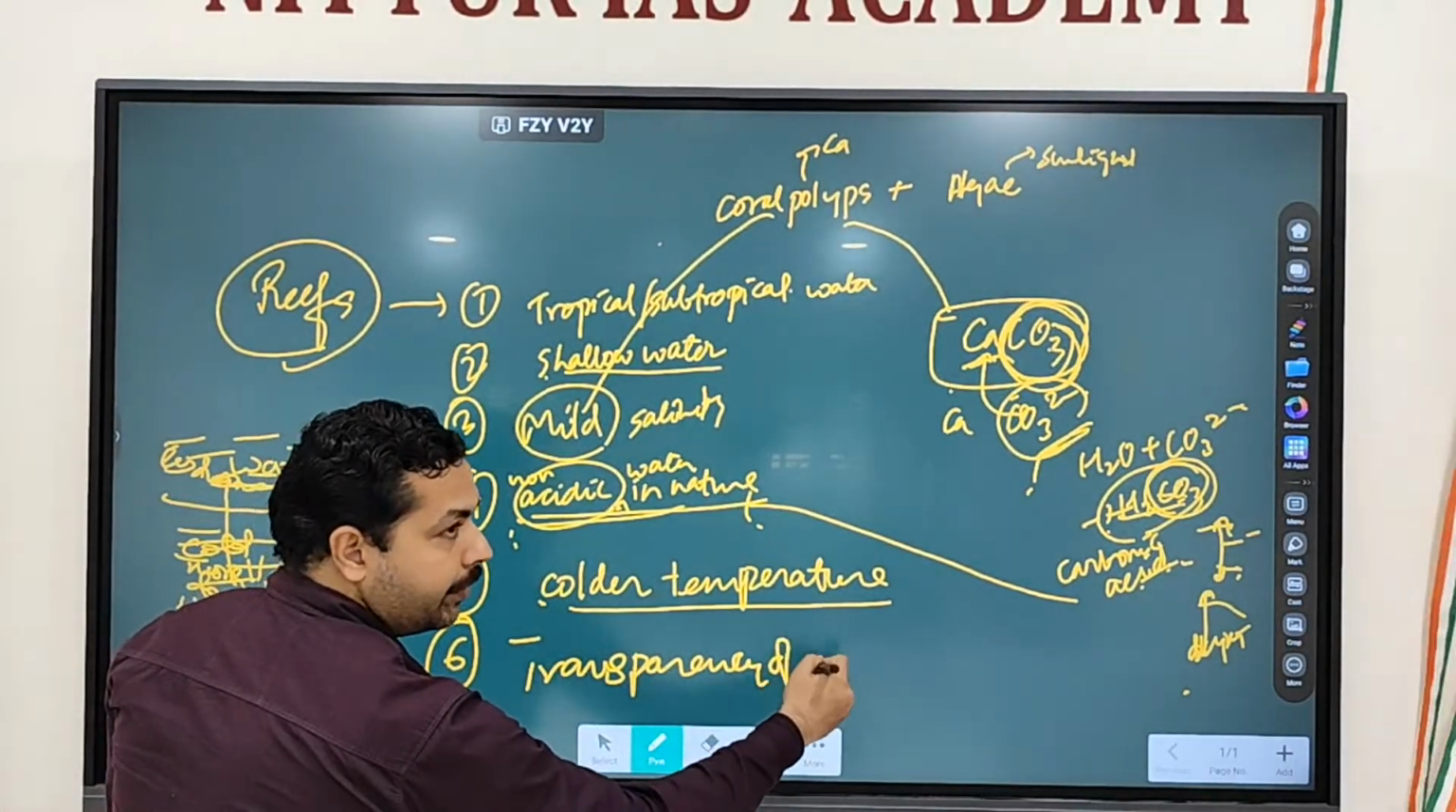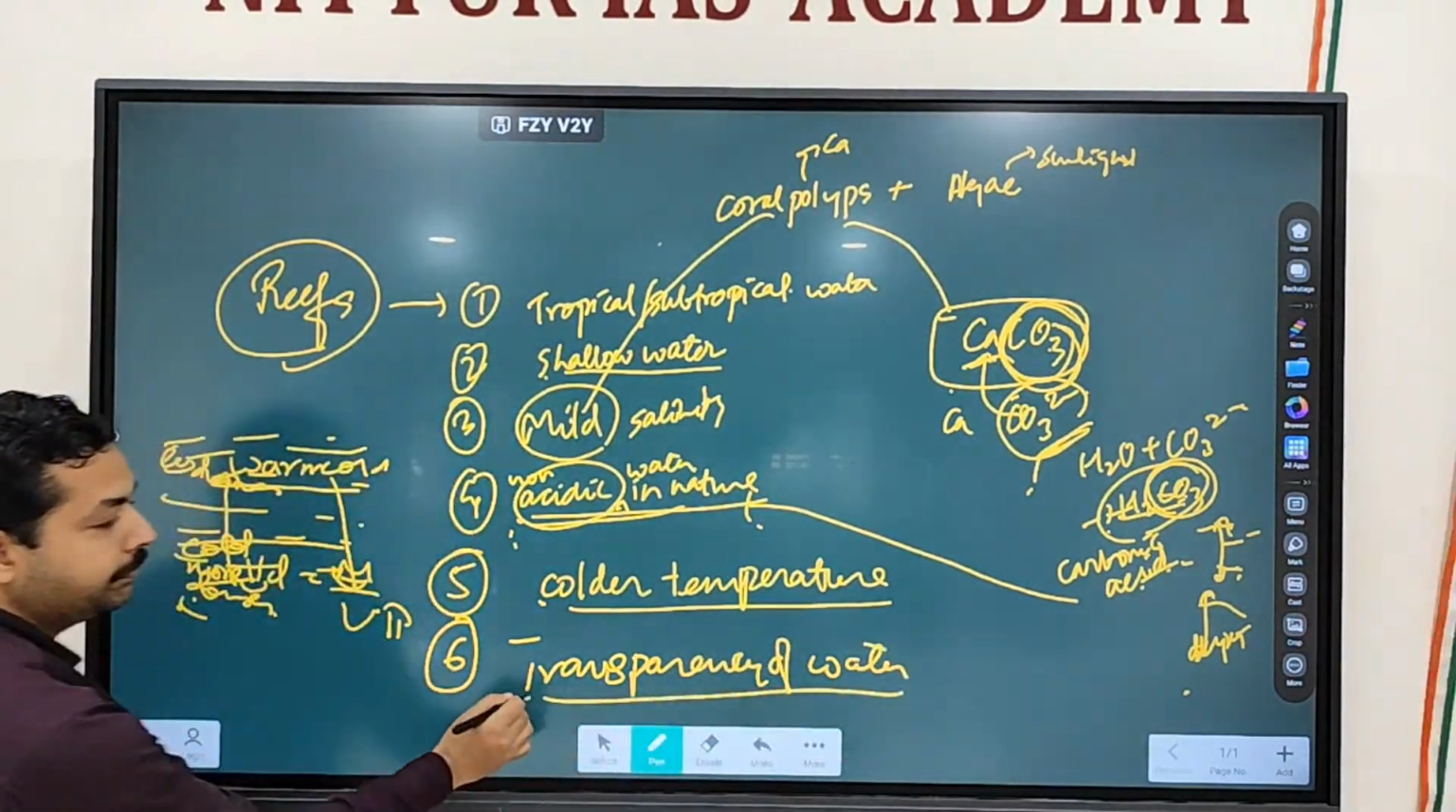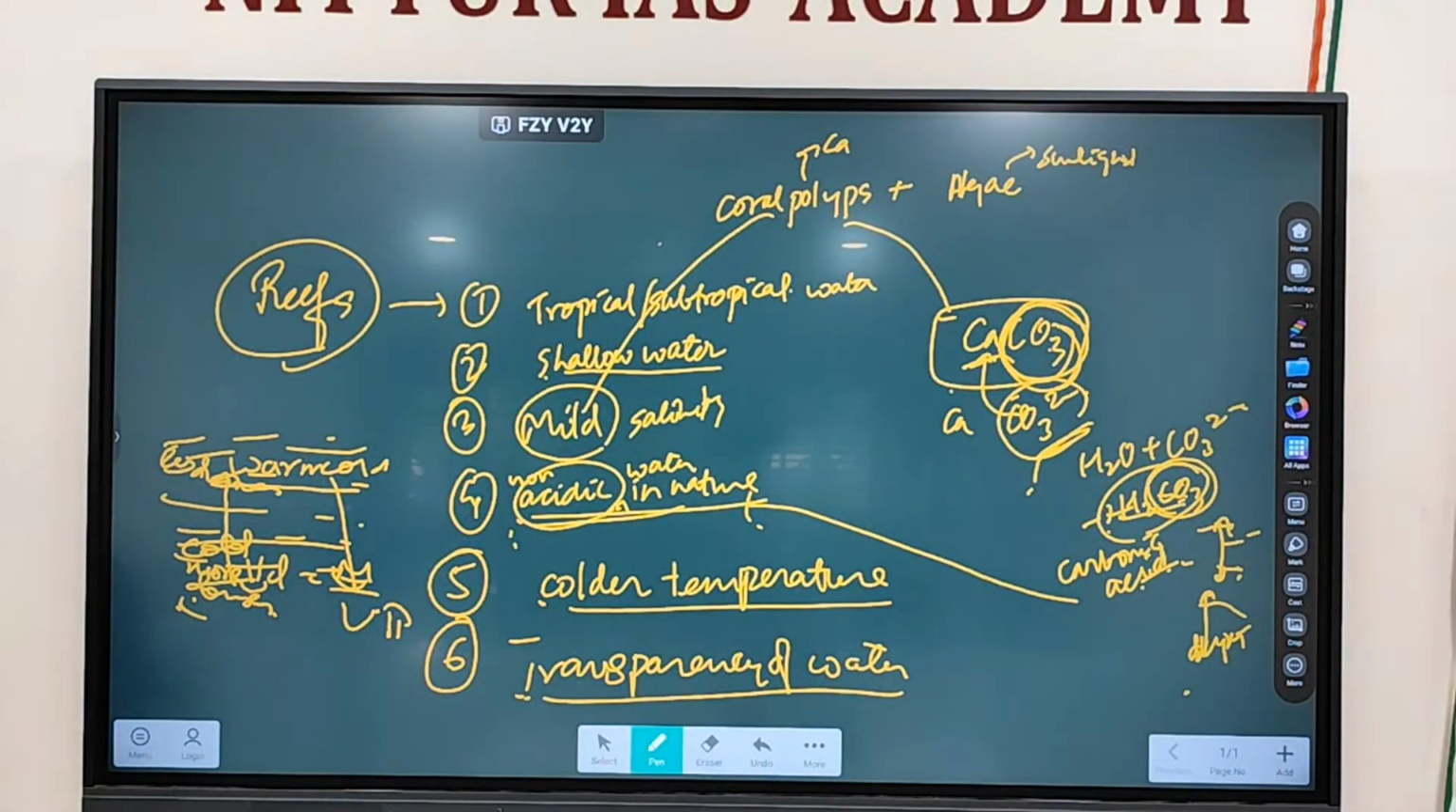Transparency of water. If water is transparent, then what will happen? More sunlight will go down. When more sunlight goes down, what will happen? More association will be formed.